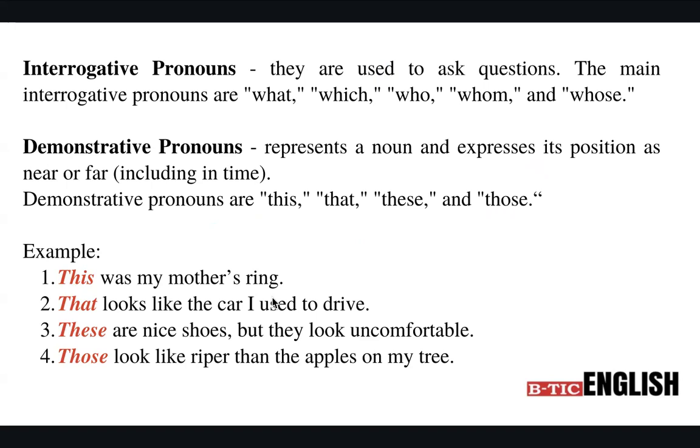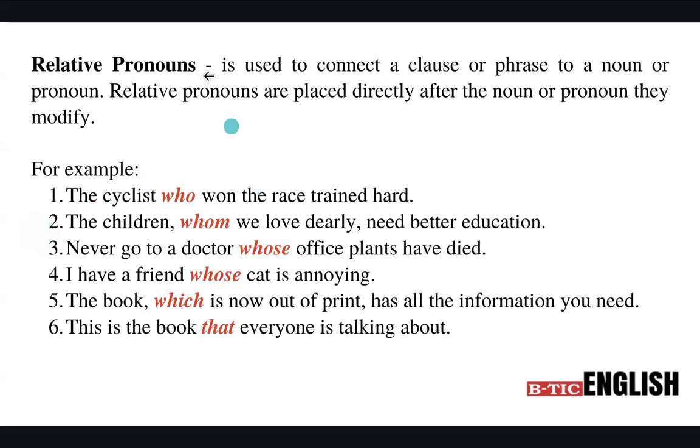Get it? Now say for an example, you bought a new book and you want to show it to me. So how will you say? You will switch your camera on and then you will place the book in front of the camera and you will show it to me and you'll say, this is my new book. And you will point your finger towards the book. They are called demonstrative pronouns. This was my mother's ring. That looks like the car I used to drive. This is demonstrative pronoun.